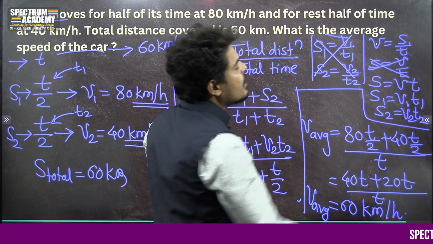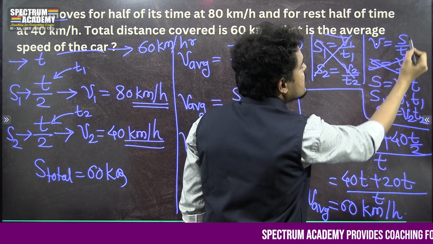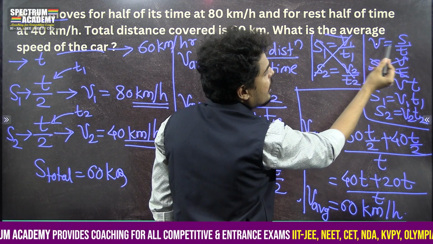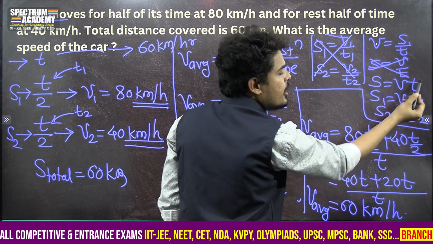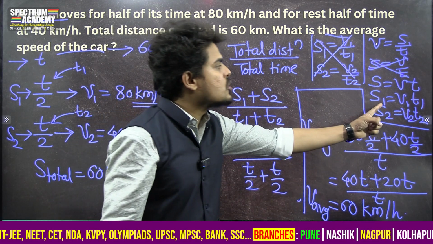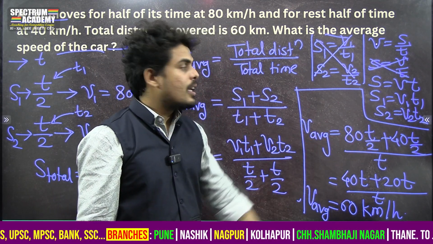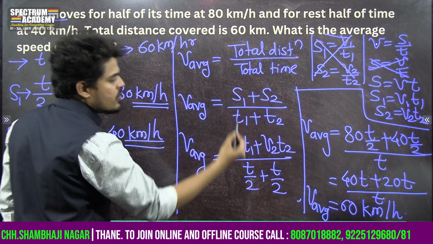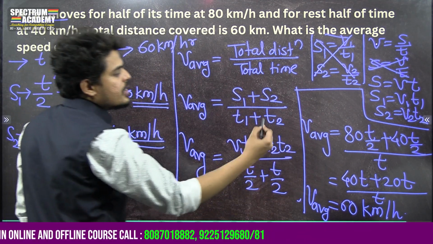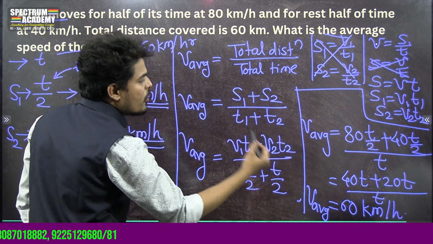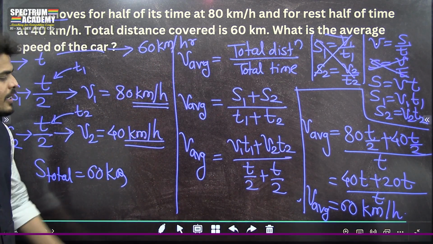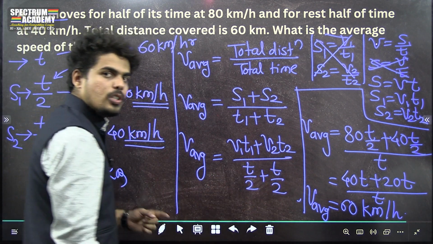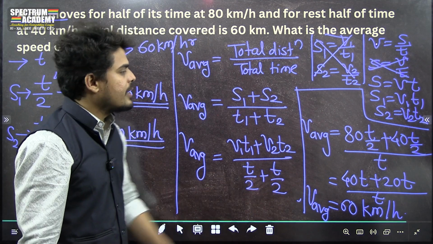But we know that speed equals distance upon time. So from this equation, distance equals speed into time, so s equals v into t. So s1 equals v1 into t1, s2 equals v2 into t2. So put the values: v1 into t1 plus v2 into t2 upon t1 plus t2. So t1 is t by 2, t2 is t by 2, so t by 2 plus t by 2 is t.